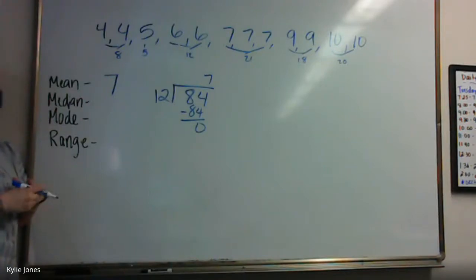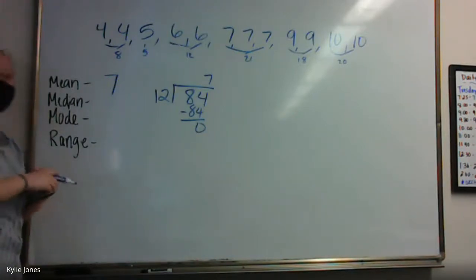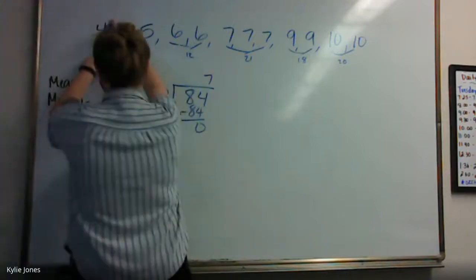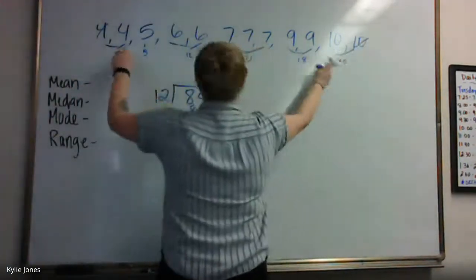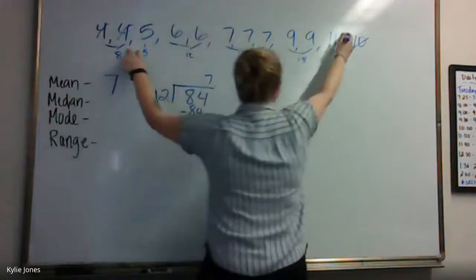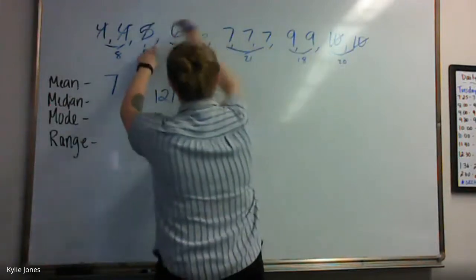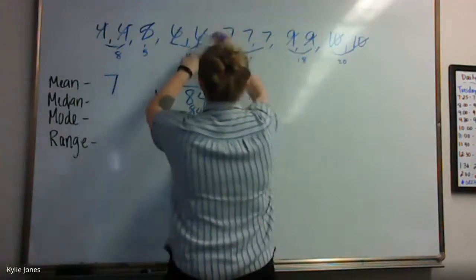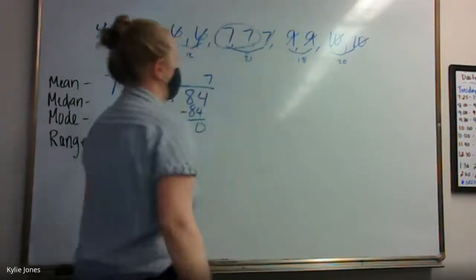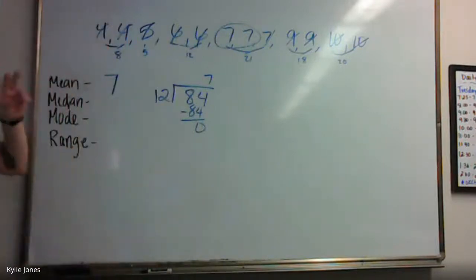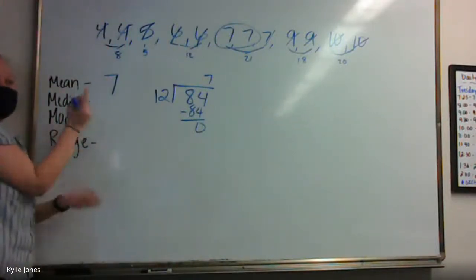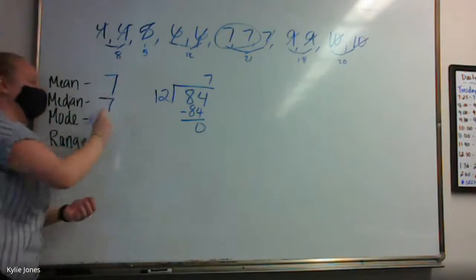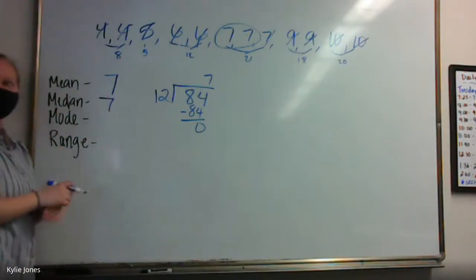Okay. How do I find the median? What's the process of finding the median? Cross them all off from the outside in. So start with the 4 and the 10, and then we go 4, 10, 5, 9, 6, 9, 6, 7. What are we left with? 2 7s in the middle. If they're the same number, what does that mean? That's your answer. It's just 7. The median is 7 again. There's a lot of 7s in this today.